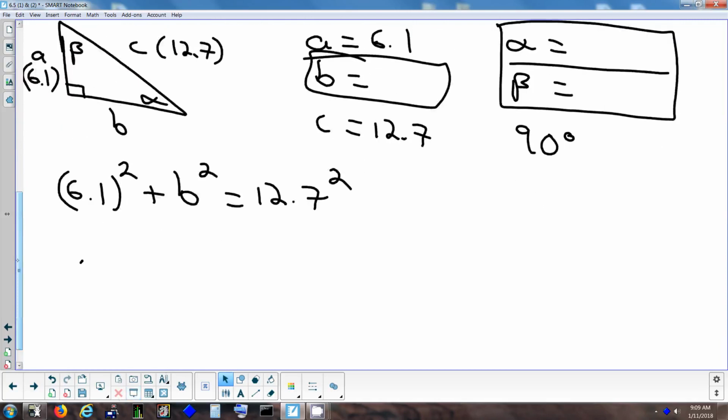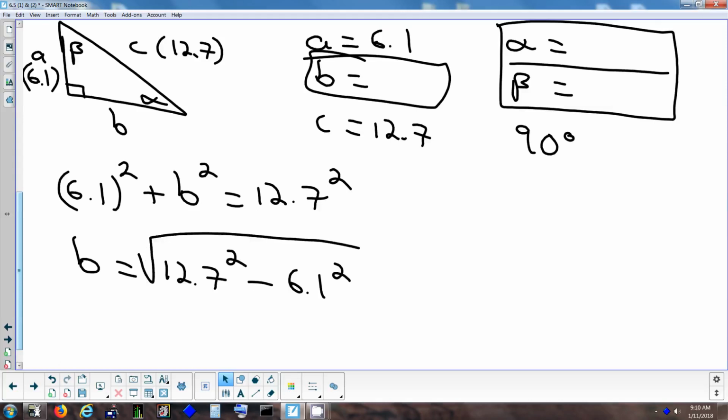All right, so we're going to get b equals, we're going to have to take 12.7 squared and subtract the 6.1 squared. And my last step to get rid of the exponent on b, Trevor? What's my last step to get b? Square root. Yep, we'll take the square root.